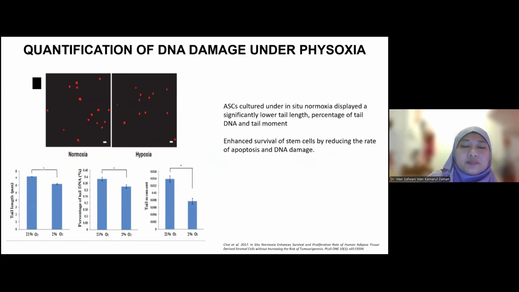So if you can see from the images here, maybe it's not that clear, we can see that the formation of the tail or comet of the cells is actually less in hypoxia. So the formation of a tail actually indicates DNA damage. So in this case, under 2% oxygen, there is actually less DNA damage.